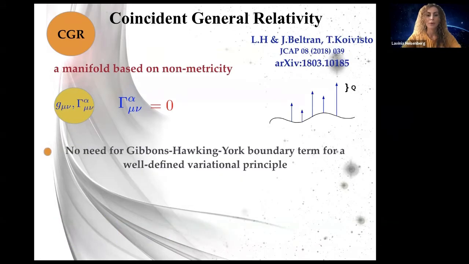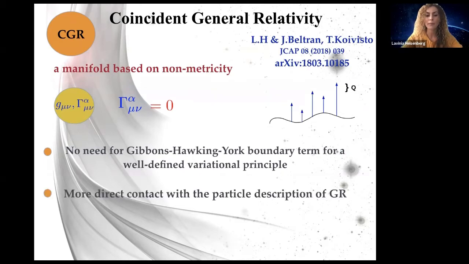Okay. So let me mention a few nice properties of this coincident general relativity formulation. So there is no need for the Gibbons-Hawking-York boundary term for a well-defined variational principle. Remember, this was exactly due to the second derivatives acting on the metric. And in coincident general relativity, you have nowhere second derivatives, so you don't run into this variational principle problem. And one could also argue that it gives more direct contact with the particle description of general relativity, which I will show later. And so this is also nice that it gives a closer connection to the particle description.